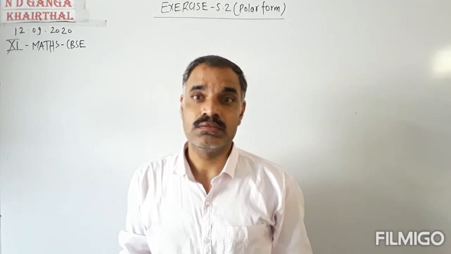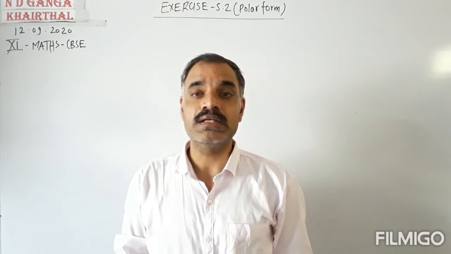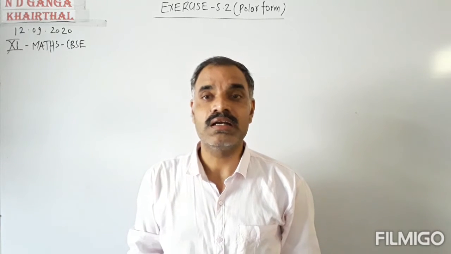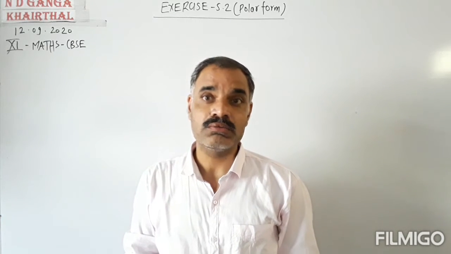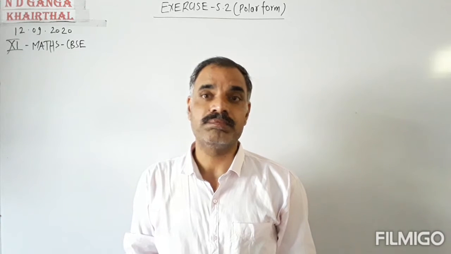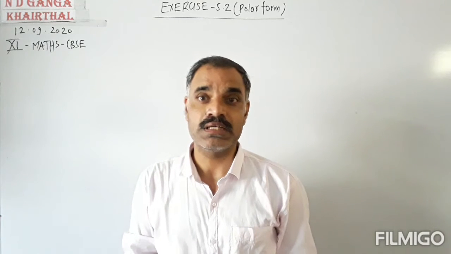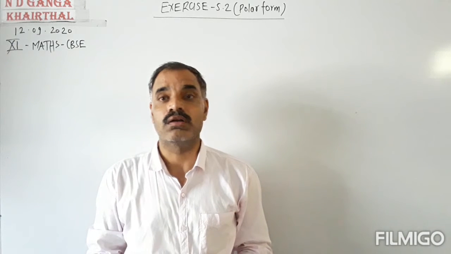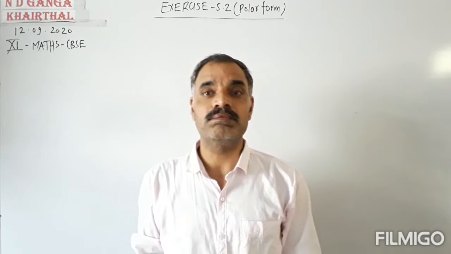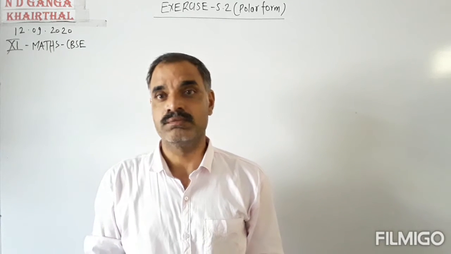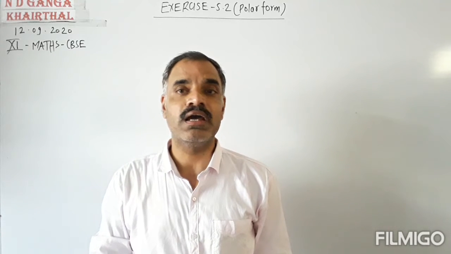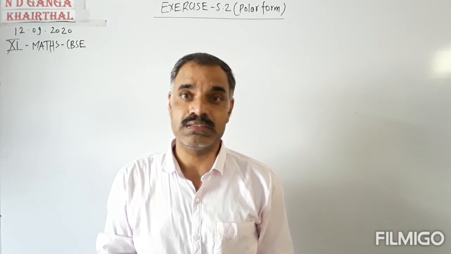Okay, students, class 11th mathematics CBSE. Today we will solve the questions of exercise 5.2. This exercise is related to the polar representation, that is, changing the given complex number into polar form. Means we have to find out the magnitude and the amplitude of the given complex number.